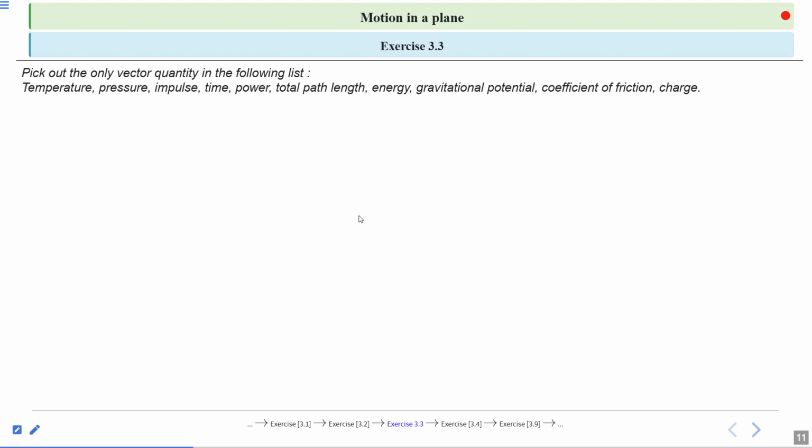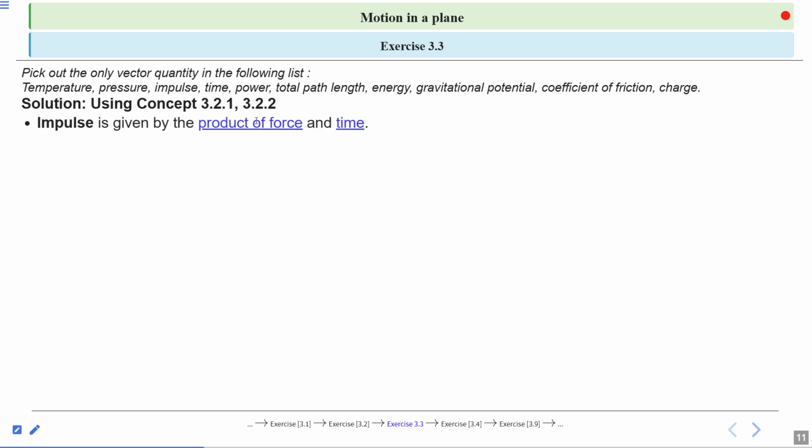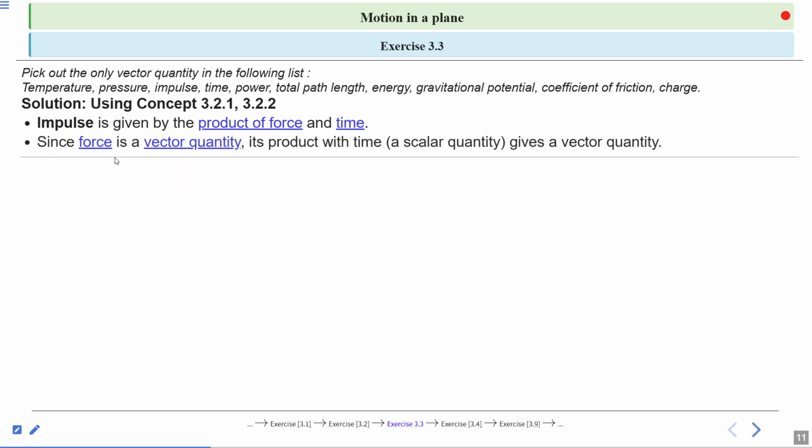So, solution using concept 3.2.1 and 3.2.2. So impulse is a vector quantity. Impulse is given by the product of force and time. Since force is a vector quantity, its product with time, which is a scalar quantity, gives a vector quantity. It means impulse is a vector quantity in the following list.